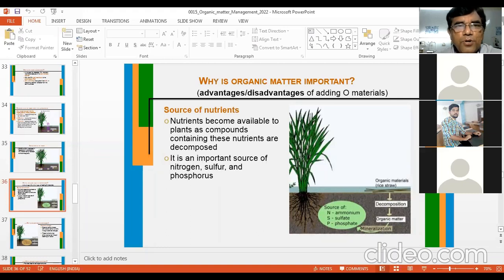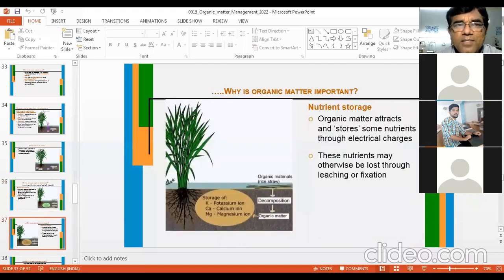Yeah. So first thing is that it is a source of nutrients. It supplies nutrients, like sulfur and phosphorus, as you can see in this picture. Decomposition of organic matter through mineralization releases nutrients. So this is number one advantage. Second, humus is produced. Finally, you get humus.